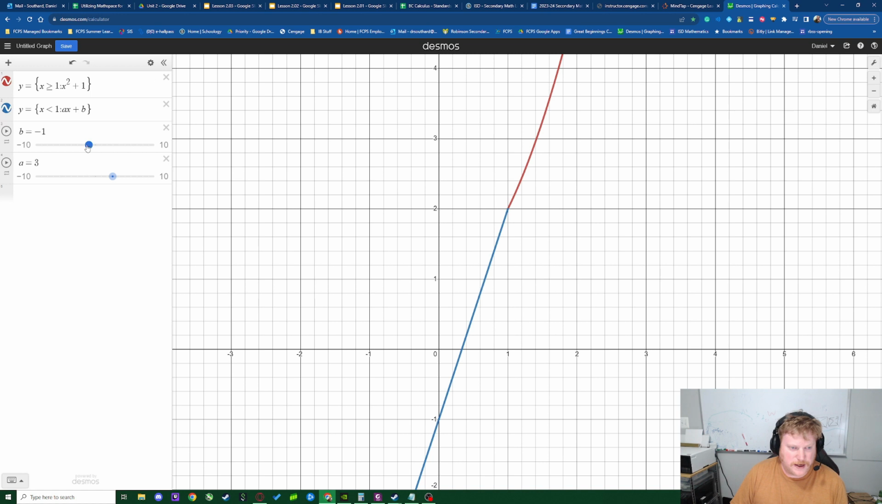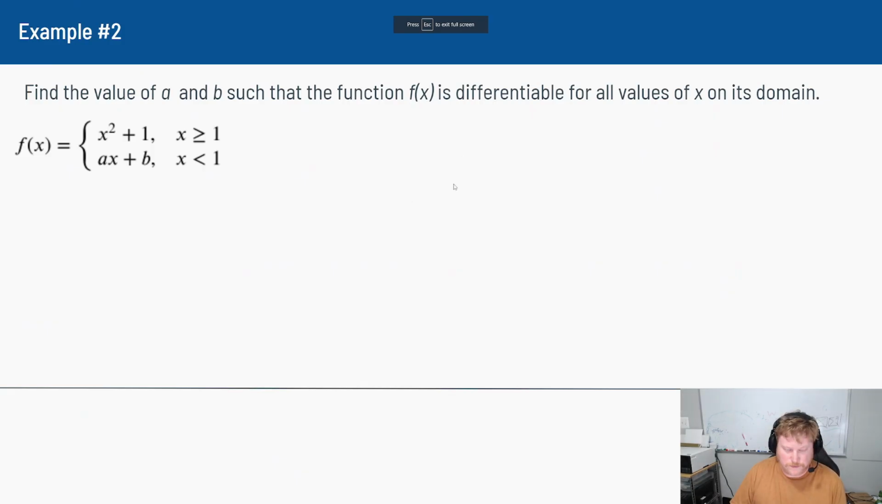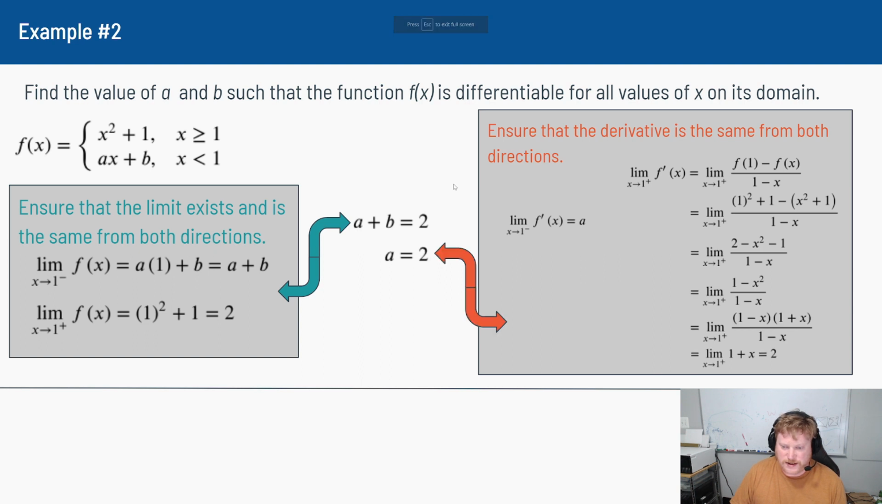So let's now try our values that we solved for, b being 0 and a being 2. And what you can see now is there's a smooth transition from the slope of the line being 2 to the tangent or the slope of the parabola, the red parabola. So that's just a demonstration of what we were doing in this example by solving for a and b for this piecewise function to create a function that was not only continuous but also differentiable. We were trying to eliminate that sharp point.